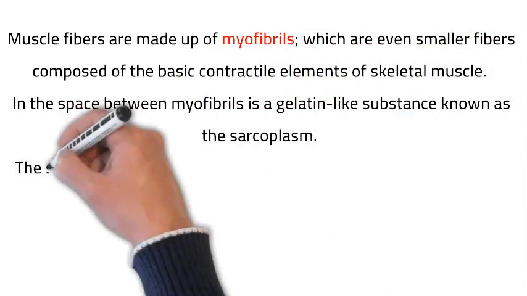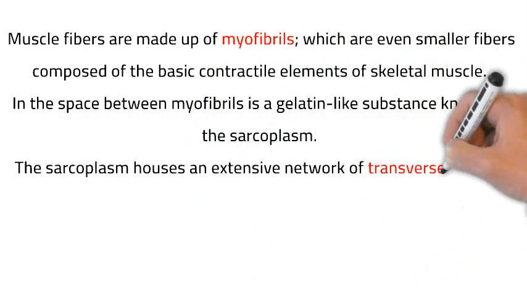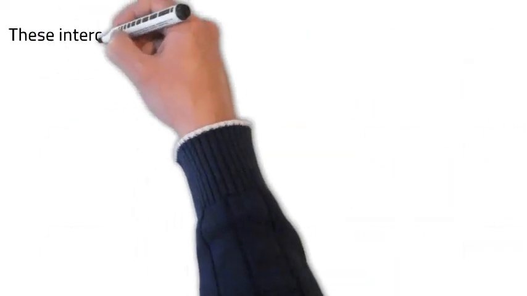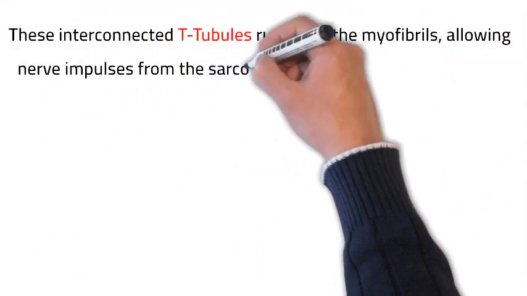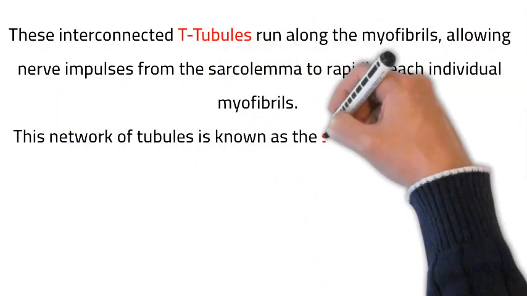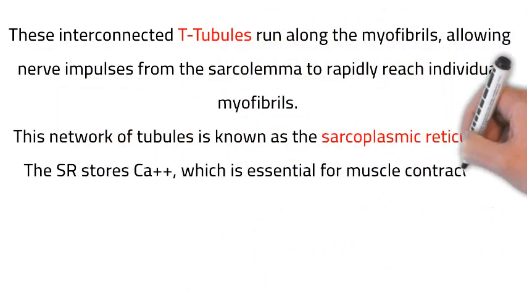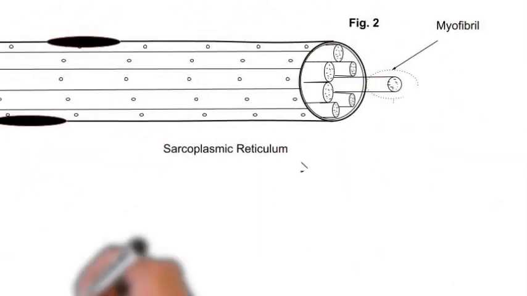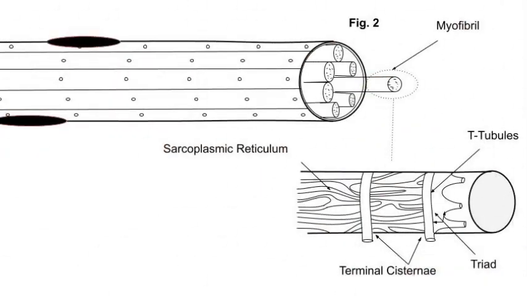In the space between myofibrils is a gelatin-like substance known as the sarcoplasm. The sarcoplasm houses an extensive network of transverse tubules, which are extensions of the sarcolemma. These interconnected T-tubes run along the myofibrils, allowing nerve impulses from the sarcolemma to rapidly reach individual myofibrils. This network of tubules is known as the sarcoplasmic reticulum. The sarcoplasmic reticulum stores calcium, which is essential for muscle contraction.